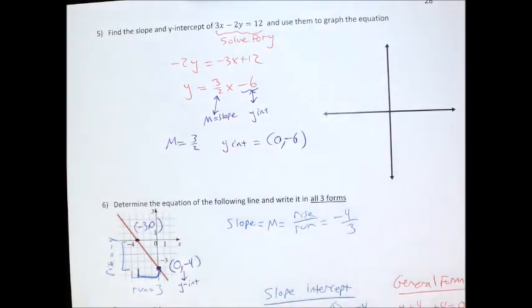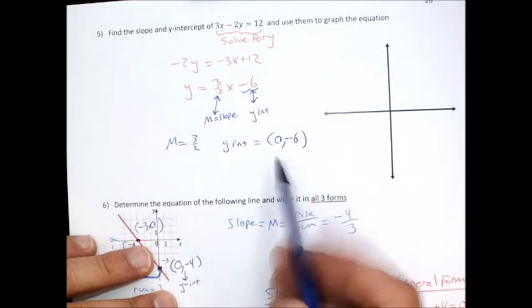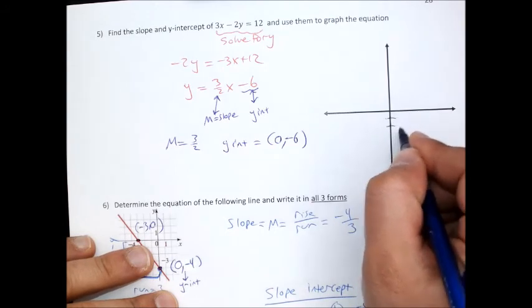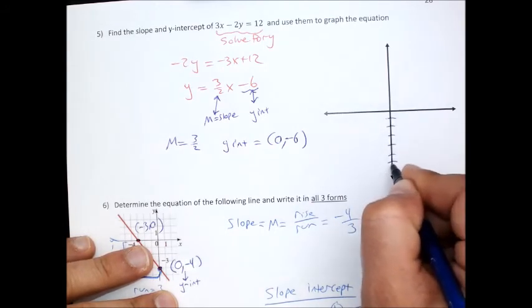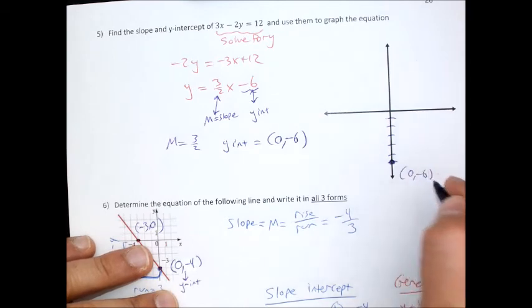And so if I want to use those two things to graph this, this is a point on the graph. 0, minus 6 is a point, so let's go down to that point. 1, 2, 3, 4, 5, 6. So here's the y-intercept, 0, minus 6.